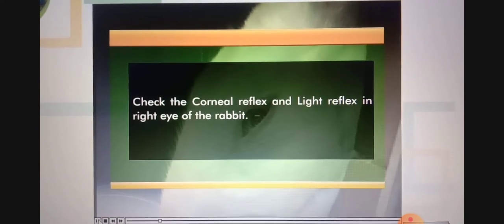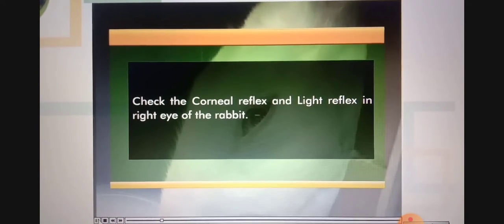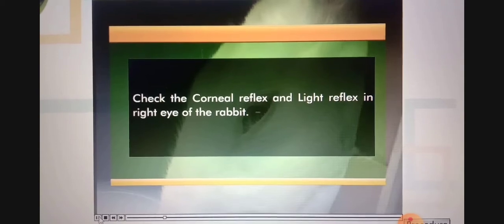Cut the eyelashes and whiskers of the eye of the rabbit with a sharp scissor. Check the corneal reflex and light reflex in the right eye of the rabbit. Touch the cornea of the rabbit's eye with a cotton wick. The rabbit blinks the eye. It means that the corneal reflex is present in the right eye.